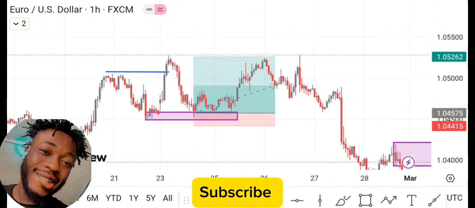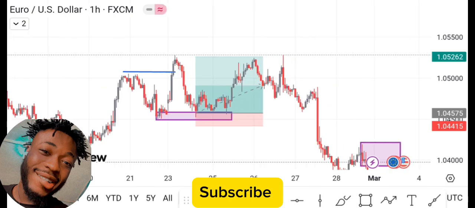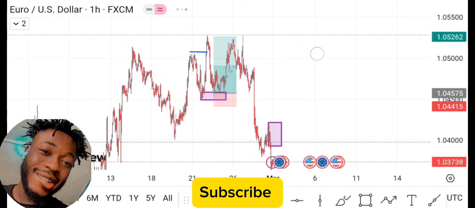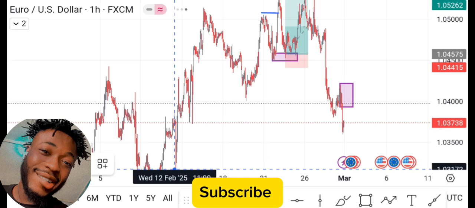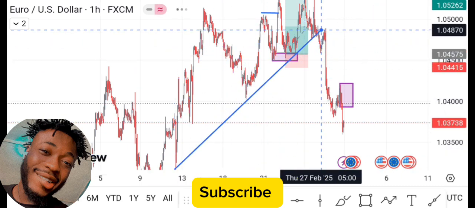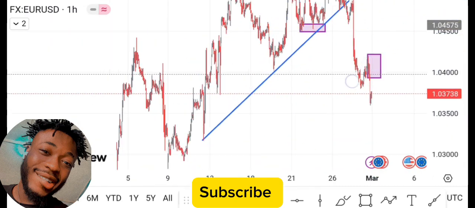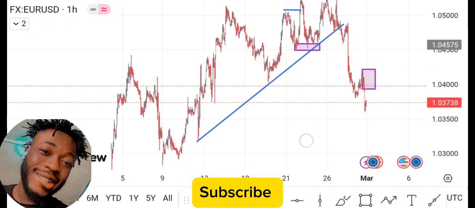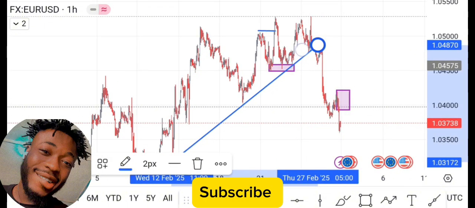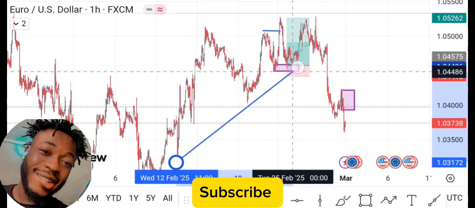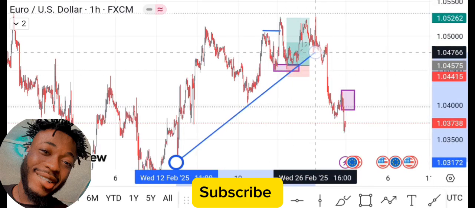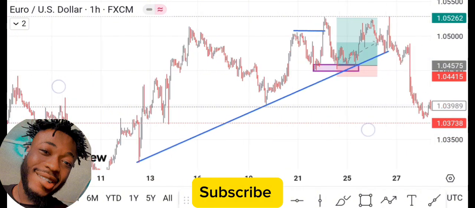So after this trade played out, now what do you want to do? Another thing you have to take note of is to always prioritize your higher time frame directional bias. Now if you zoom out completely, you can notice that price has been bullish, going to the upside. Do you understand? Even the zone we took corresponded with this trend line.